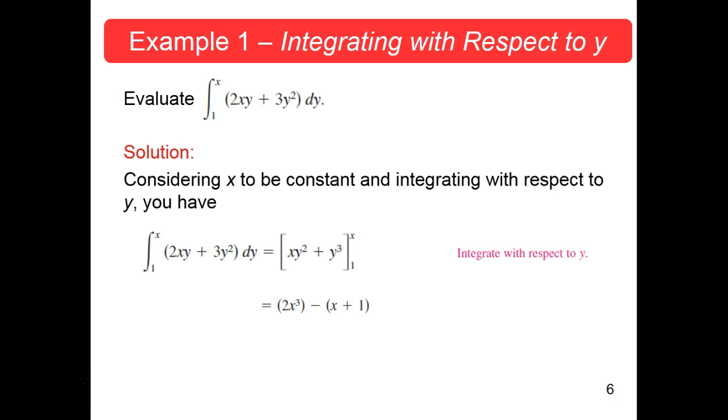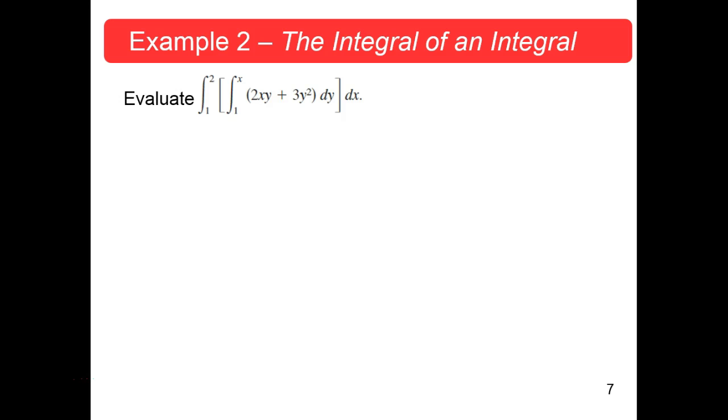So what they did was they did this with y equal to x, so that would be x cubed plus x cubed, that's 2x cubed, minus, when y is equal to 1, that would be x plus 1. And then, removing parentheses, you have 2x cubed minus x minus 1. That's one way to do it. I think the way we did it was just as good. Maybe I see it better that way. It's up to you. So there was example 1.